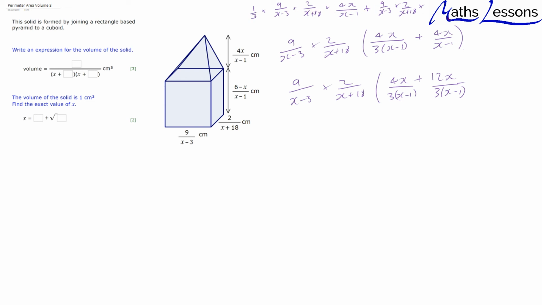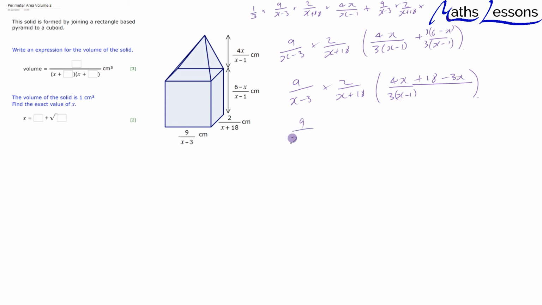I know what I've done. Sorry about that. I've just multiplied over here by the wrong thing. Had a feeling something was not going right. That's the wrong thing here. Apologies. I'll just put the right thing in for you. It should be 6 minus x over x minus 1. I'm going to times top and bottom by 3. And so I'm going to get 18 minus 3x over the same thing.